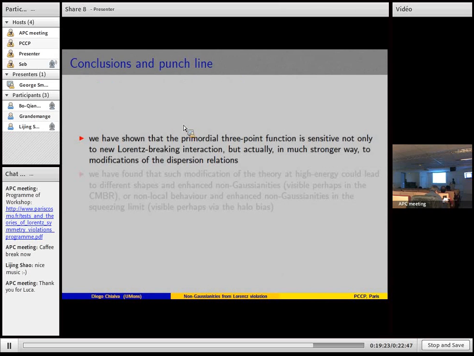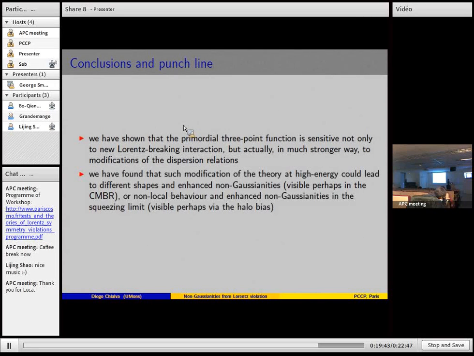We have shown that the three-point function is sensitive not only to the fact that there are new cubic couplings because of Lorentz breaking, but actually in a much stronger way to the fact that the dispersion relations are modified. So the propagators, the Whitman function, the basic building blocks of my perturbation theory, are modified. And we have found that such a modification of the theory at high energy, that is, Lorentz violation at high energy, could lead to different shapes and enhanced non-Gaussianities, perhaps visible in the CMBR, or even non-local behavior and enhanced non-Gaussianities in the squeezing limit, which maybe will be visible through large-scale structure surveys. Thank you very much.